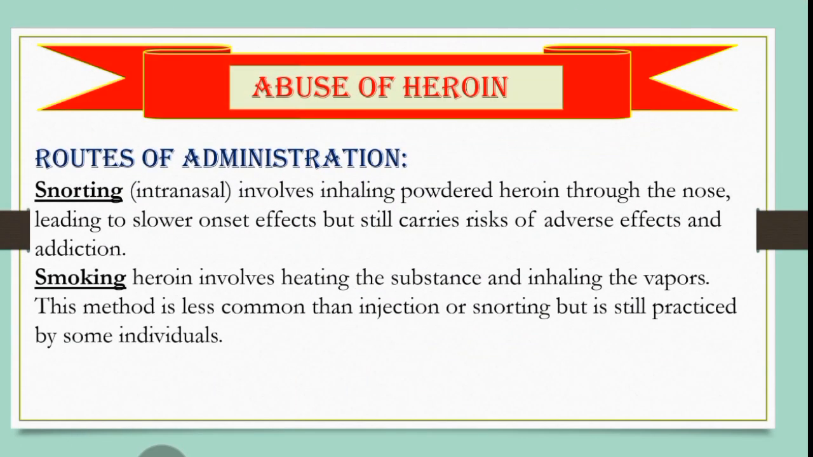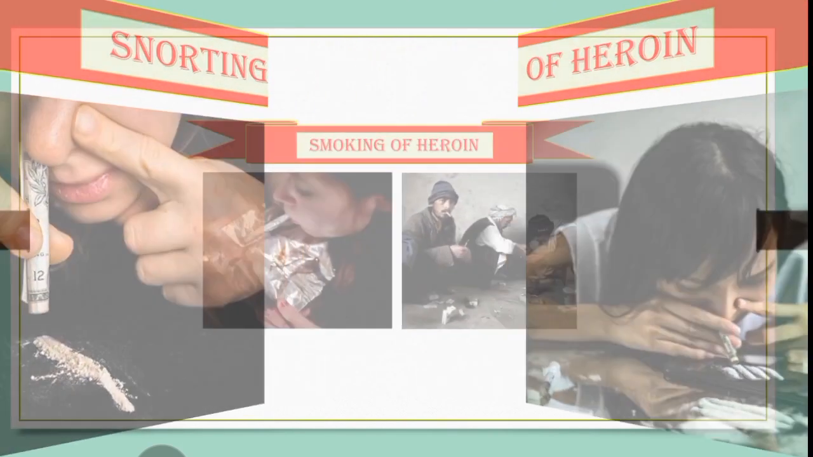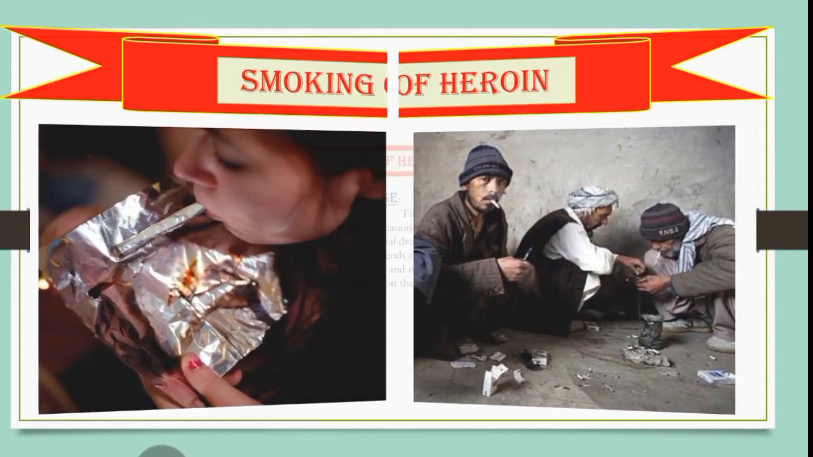Routes of administration. The second point is snorting, which involves inhaling powdered heroin through the nose, leading to a slower onset of effects but still carrying risks of adverse effects and addiction. Smoking heroin involves heating the substance and inhaling the vapors. This method is less common than injection or snorting but is still practiced by some individuals. This is a picture of snorting of heroin, and this is a picture of smoking of heroin.